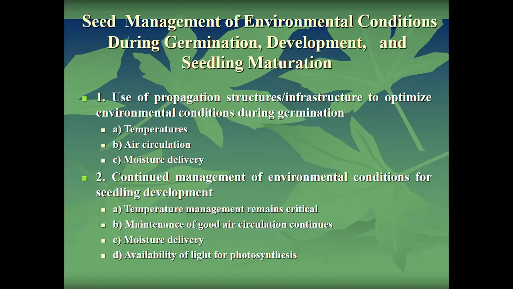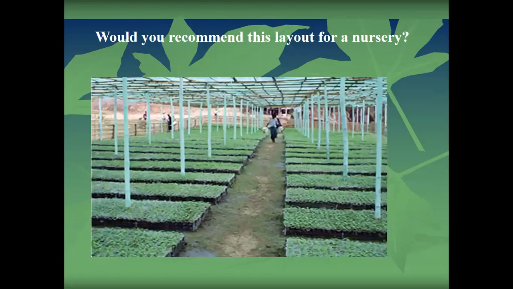Continued management of environmental conditions for seedling development: temperature management must be critical, the maintenance of good air circulation, moisture, and of course light availability for photosynthesis.